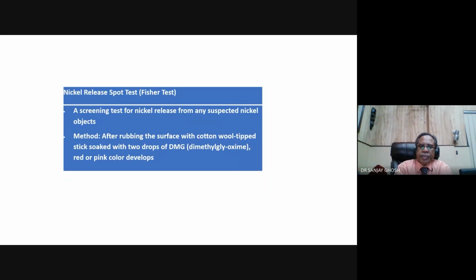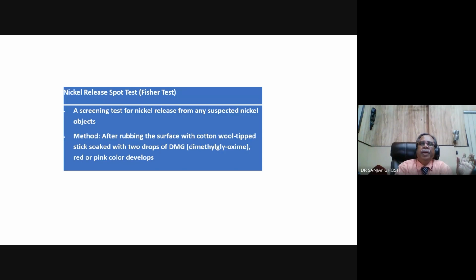Now all of you know this test, the Fisher test. Actually, this is DMG, dimethylglyoxime. You take two drops, rub the surface with this cotton wool tip, and get a pink or red color change. This will tell that it contains nickel.